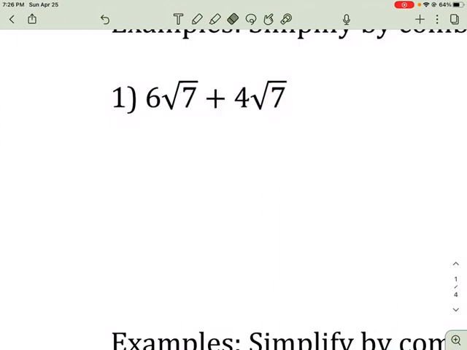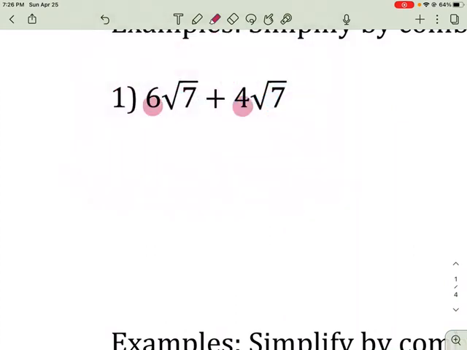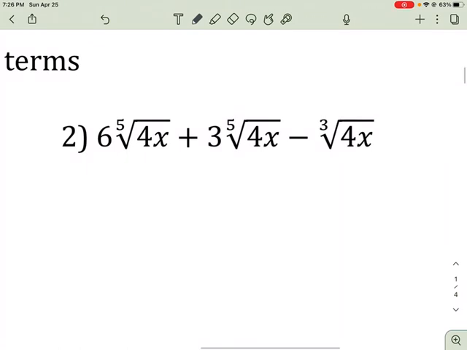Now, how are we going to add them? Well, we're going to add the coefficients. So think of it just like a number, or when we add variables. So 2x plus 4x is 6x. Well, 6 square roots of 7 plus 4 square roots of 7 is 10 square roots of 7. That's it. But we have to make sure that the roots are exactly the same, because if they're not, we can't add them. All right, let's try this one.